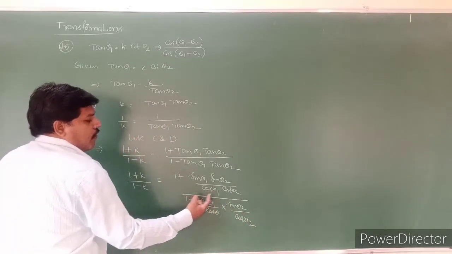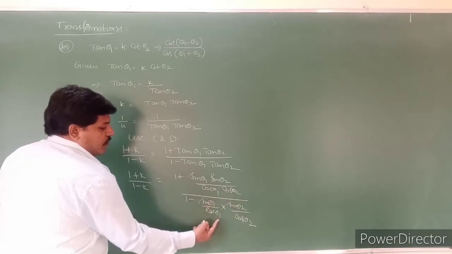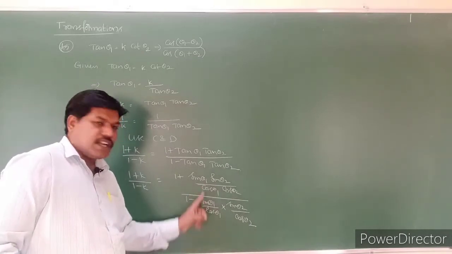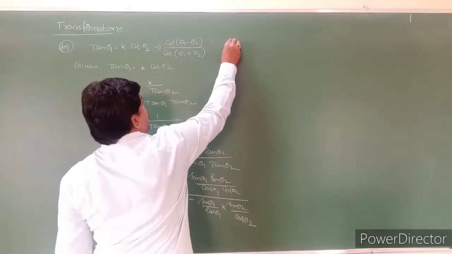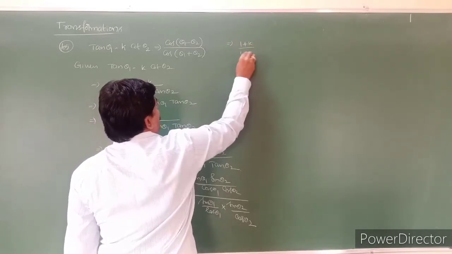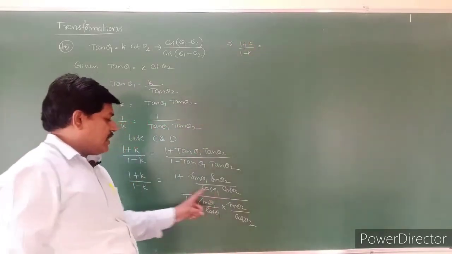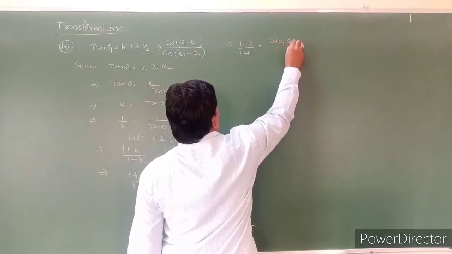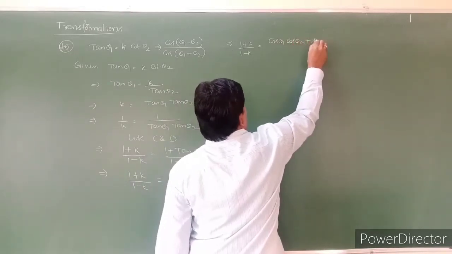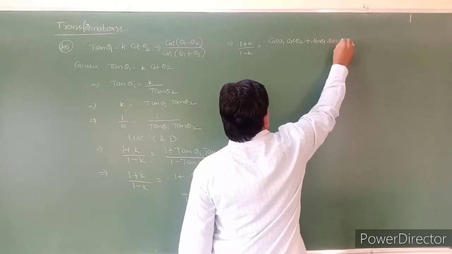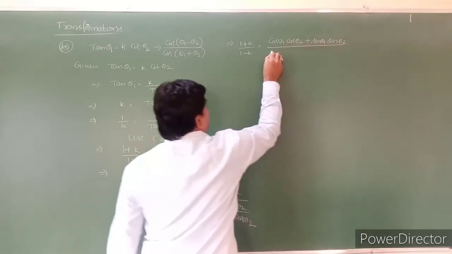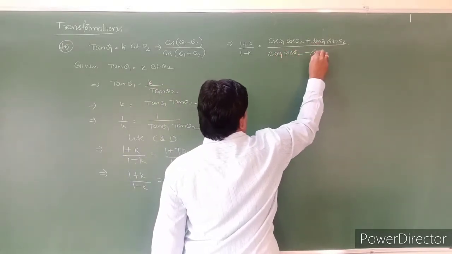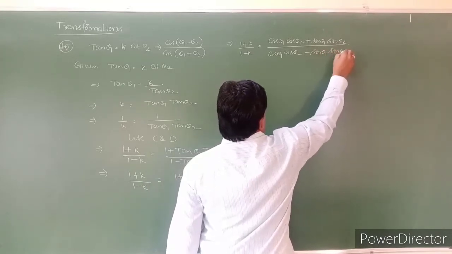What you can take the LCM here? Cos theta 1 cos theta 2. If you take the LCM in the numerator and denominator and cancel these two values, students, so take the LCM and cancel the denominators. So what you will get? That implies (1 plus k) by (1 minus k) is equal to, take the LCM, so it will become cos theta 1 cos theta 2 plus sin theta 1 sin theta 2 by cos theta 1 cos theta 2 minus sin theta 1 sin theta 2.